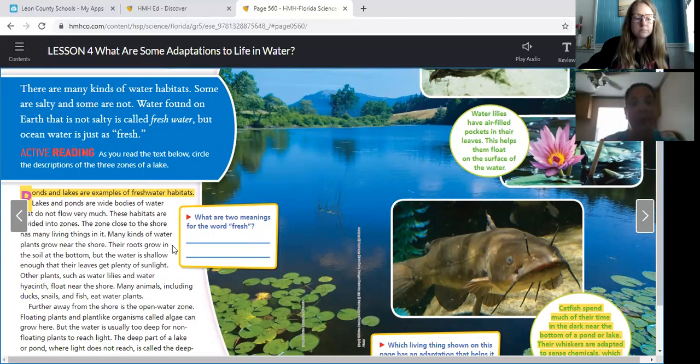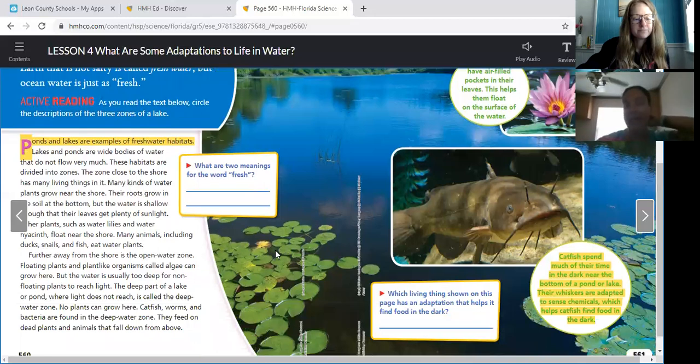Their roots grow in the soil at the bottom, but the water is shallow enough that their leaves still get plenty of sunlight. Other plants, such as water lilies and water hyacinth, float near the shore. Many animals, including ducks, snails, and fish, eat those water plants, just like these that you see here. Further away from the shore is the open water zone.